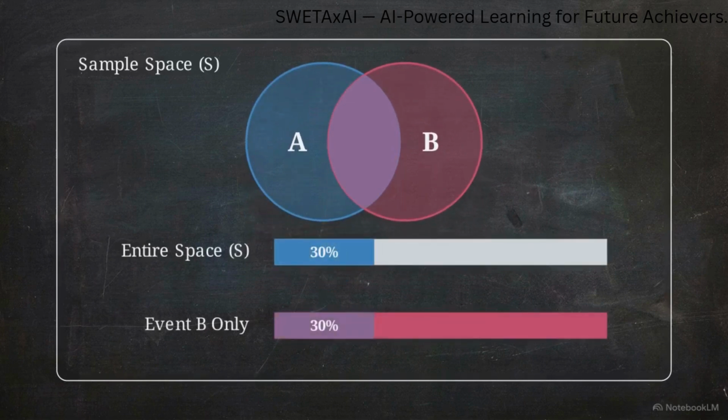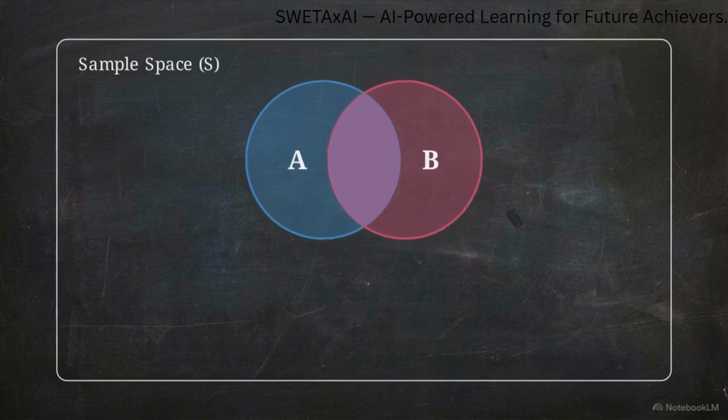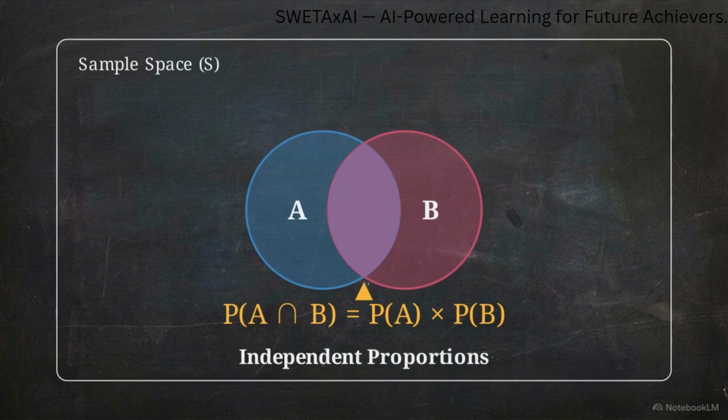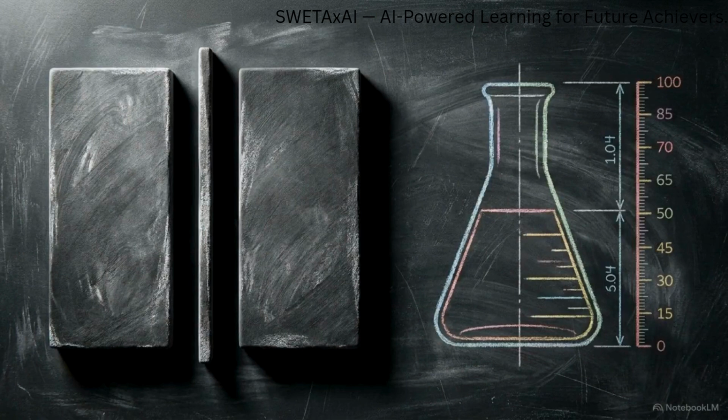Independence is an invisible proportional property. It means the occurrence of one event does not alter the mathematical proportion of the other. The formula P of A intersect B equals P of A times P of B proves that the ratio of A's area inside B is identical to A's area in the whole space. Success on this topic requires distinguishing between these rigid physical boundaries and invisible mathematical proportions.